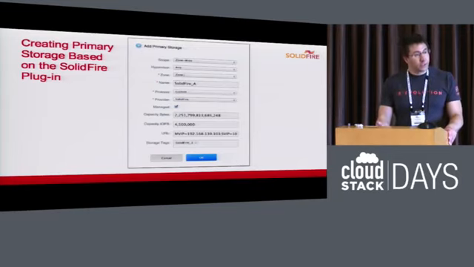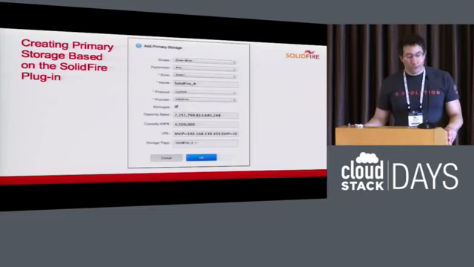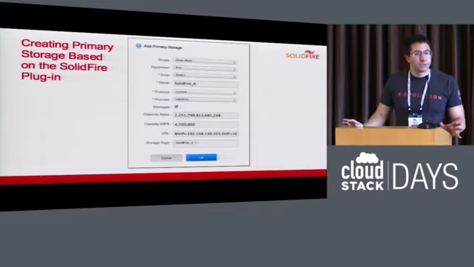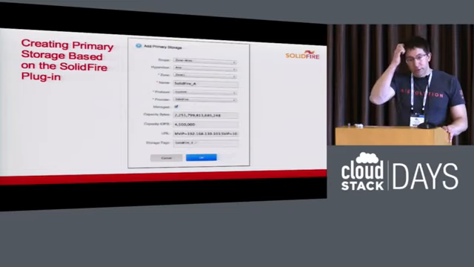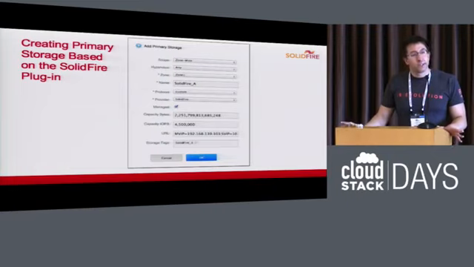Provide the zone that you'd like this primary storage to be part of. Give it a name, as you're used to. And then the protocol field is something that was newly introduced in the 4.5 release for the GUI. This is more of a GUI concept. This plugin has been supported since 4.2, but the GUI was augmented in 4.5 to make it easy to create primary storage that's based on custom plugins.